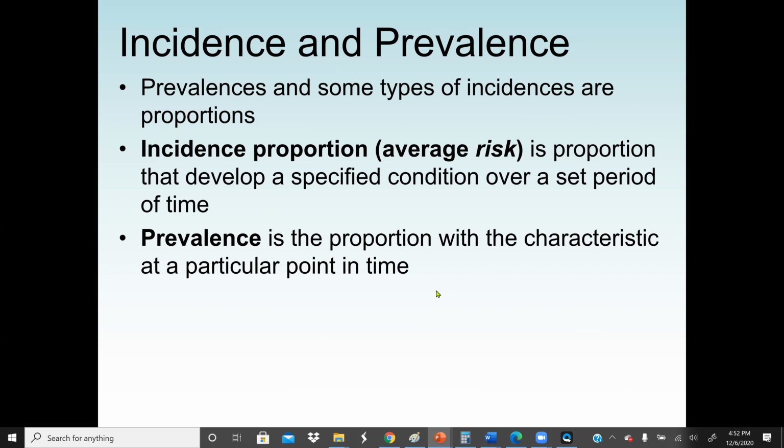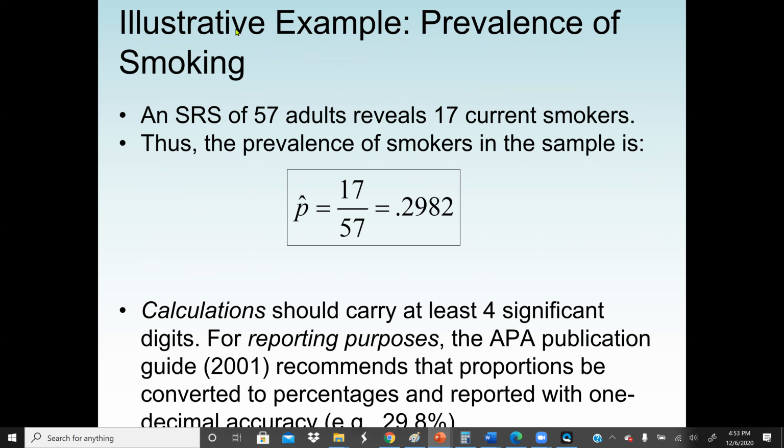So all the people who are HIV positive divided by all the population. So we have an illustrative example here: the prevalence of smoking. We have a data set. We collect a simple random sample of 57 adults, and these 57 adults revealed that 17 are currently smokers. What is the prevalence of smokers in this sample?